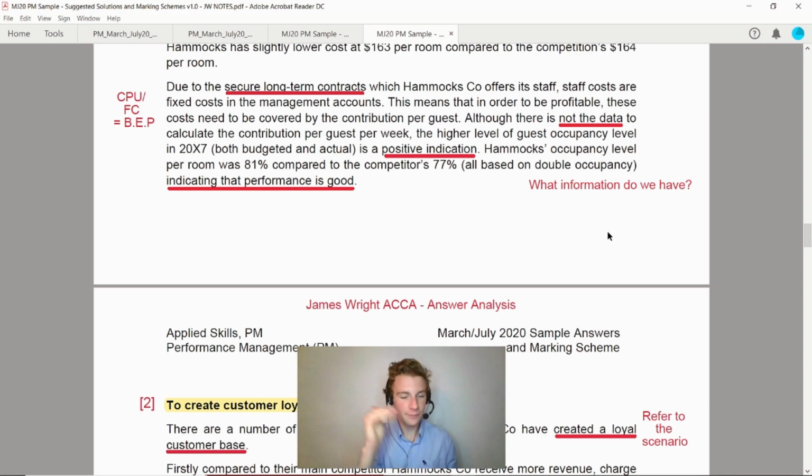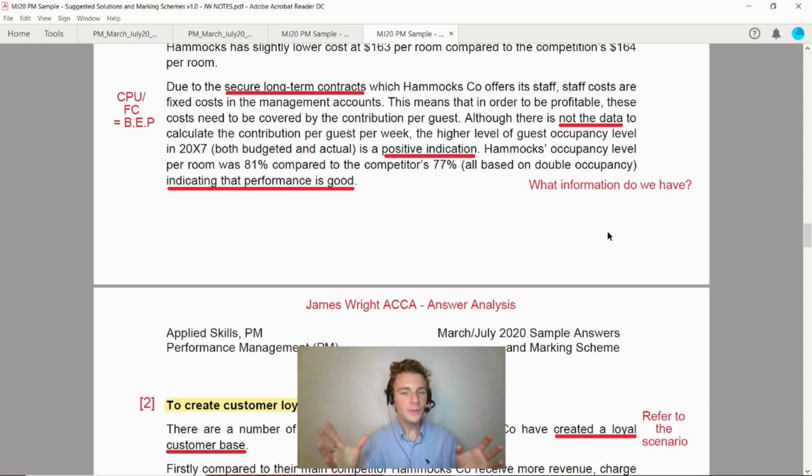Contribution per unit divided by the fixed costs is equal to your break-even point. So if you can't cover those fixed costs, then that is where your break-even point is going to show you, well, are we actually going to make a loss or can we make a profit? Although there is not the data, notice how that was in the actual question requirement. So there isn't the data to actually calculate this for the contribution per guest per week, as we could try to. The high level of guest occupancy level in 2007, so budgeted and actual, is a positive indication.